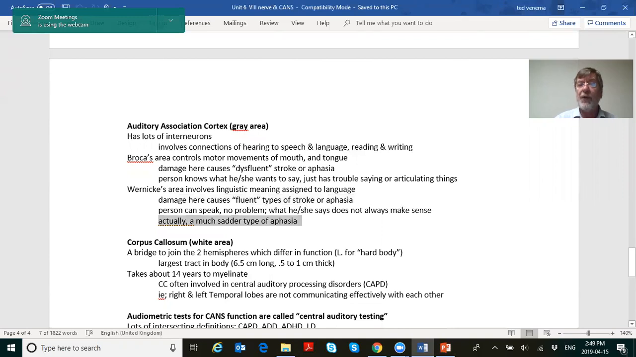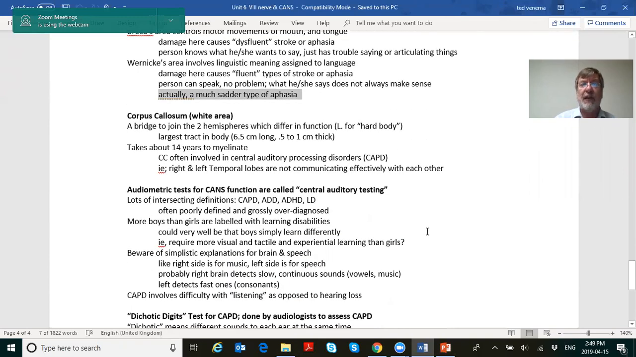The corpus callosum, the white tract that links the two hemispheres of the brain. It's the largest tract in the body. Takes about 14 years to get done. Often associated with CAPD, Central Auditory Processing Disorders. And this is problems listening. The person can hear, he just can't listen.